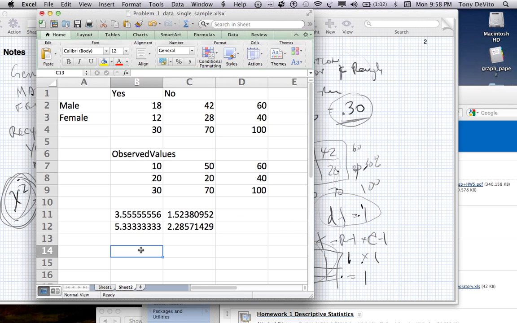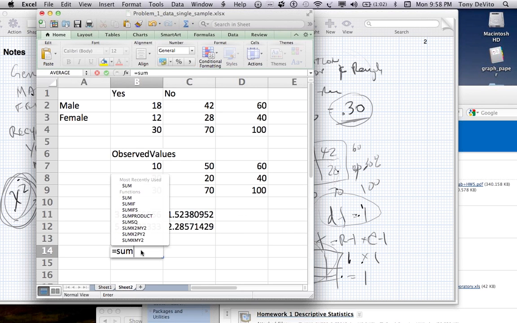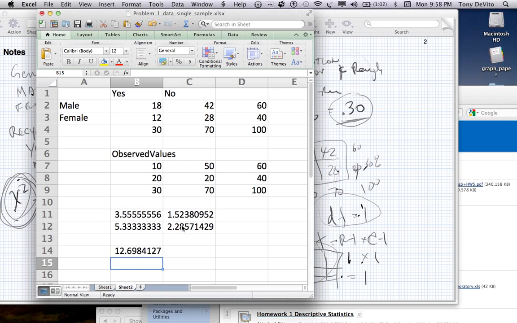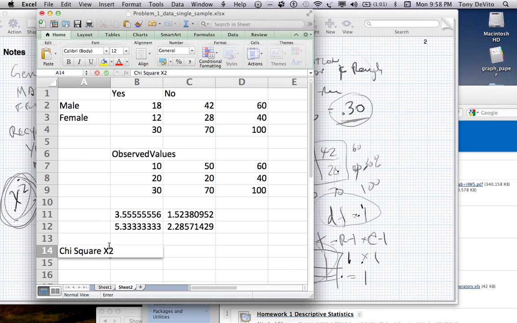Okay, good. I'm going to take the sum of it now. Equals sum. I'm going to add all these values together. Okay, and the total is going to be 12.69. Well, now, that value is my chi-square value, also symbolized as a chi. A capital chi looks kind of like a capital X, script X. Chi-square value is going to be equal to 12.7, let's say, approximately.